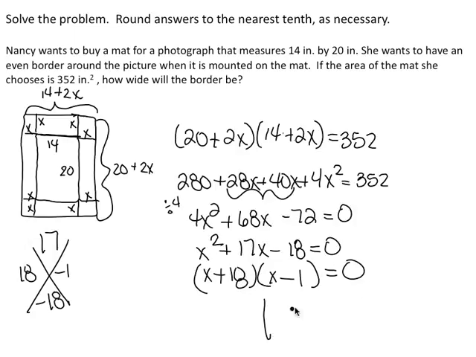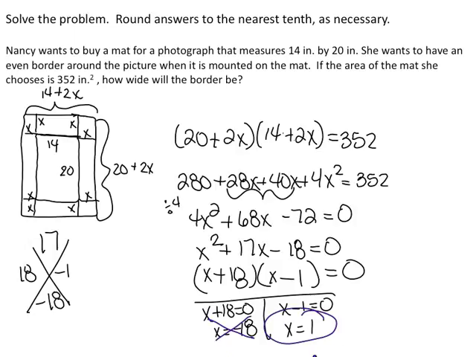So I'm going to set each of the factors equal to 0. So X plus 18 is equal to 0, so X is equal to negative 18. And X minus 1 is equal to 0, so X is equal to 1. So I need to disregard this one here because we can't have a negative measurement. We can't have negative 18 inches.